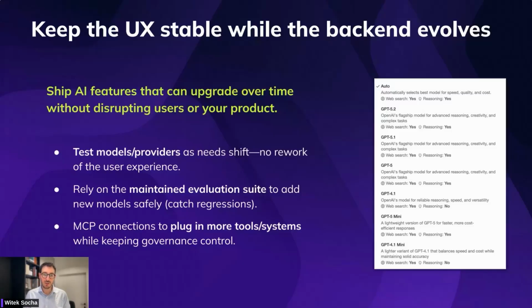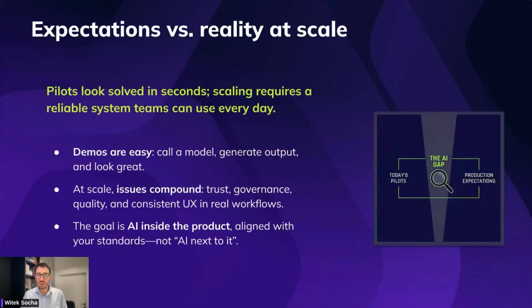So to wrap up, here's the takeaway across all of the gaps. AI is incredibly impressive in a pilot. That's good. You can wire up a model, generate something in seconds, and it feels like you've solved it. In enterprise, the hard work starts after the demo, right? At scale, these aren't separate problems. They compound: trust, governance, quality, domain context, and a consistent experience inside real workflows. It's not one capability. It's a system people can rely on every day at scale of sometimes hundreds and thousands of users.